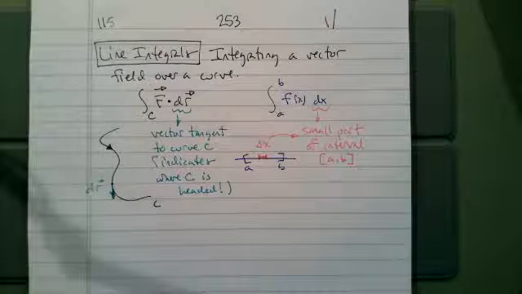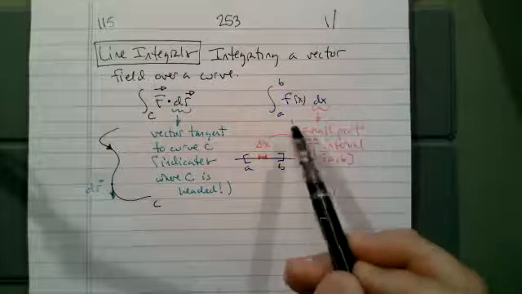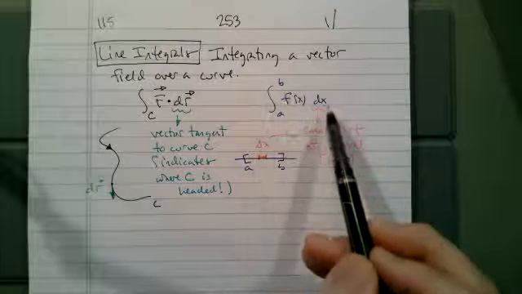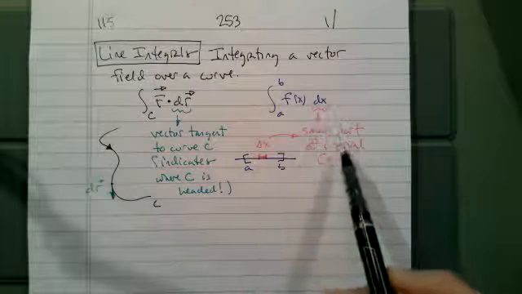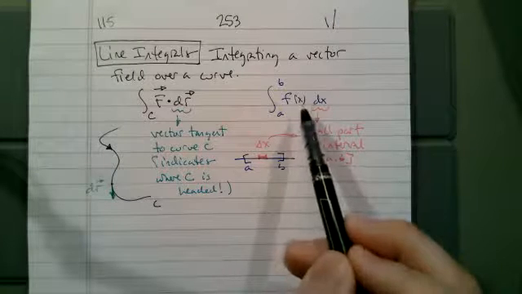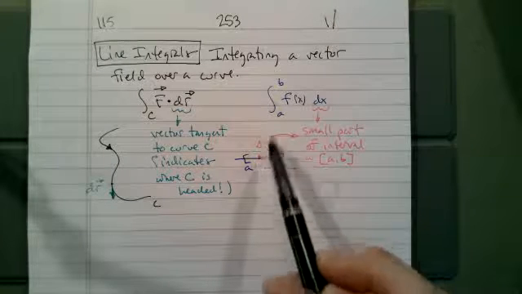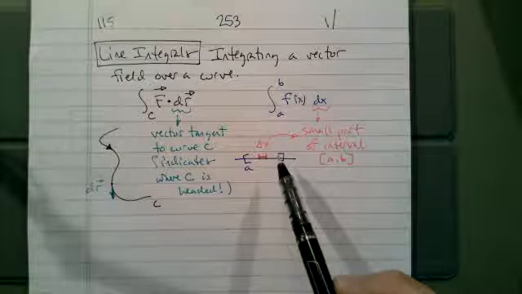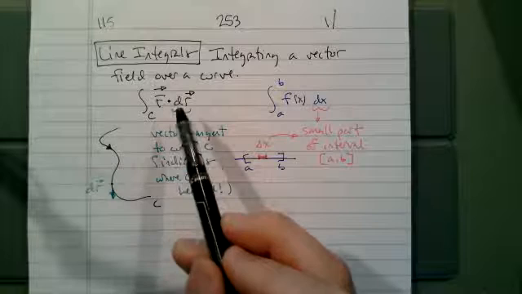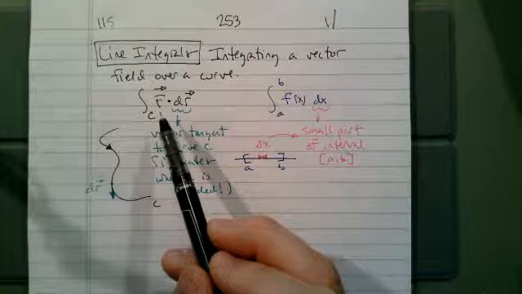So just like in a single variable calculus integral, where we're integrating a function from a to b dx, where dx is a small bit of the interval from a to b, over which we assume the function is constant so that we can calculate area with multiplication. Similarly, we're integrating a vector field over a curve.